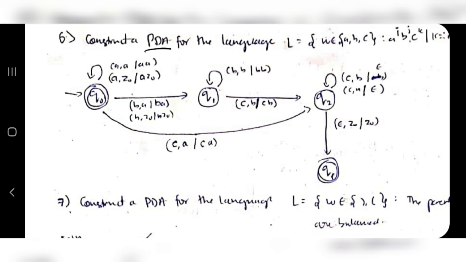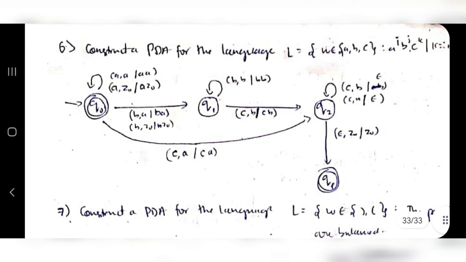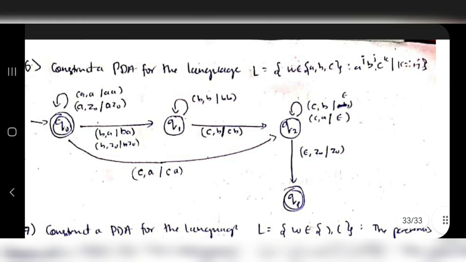The next one is construct a PDA for the language L equal to w, a power i, b power j and c power k, where k is equal to i plus j. So in this question for A, I will be staying in the same state, since if A is 0 and I, J and K are all 0, then I plus J is equal to K. If I and J both are 0, K will also be 0, right? So it should accept an empty string, so I have written here the final state.